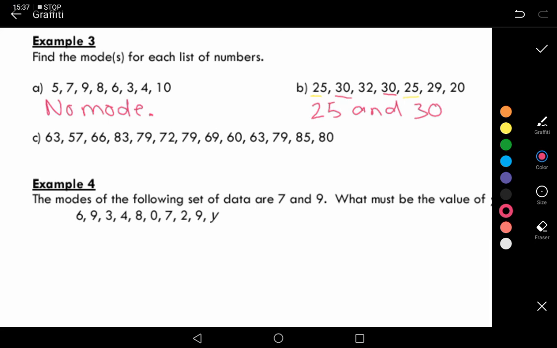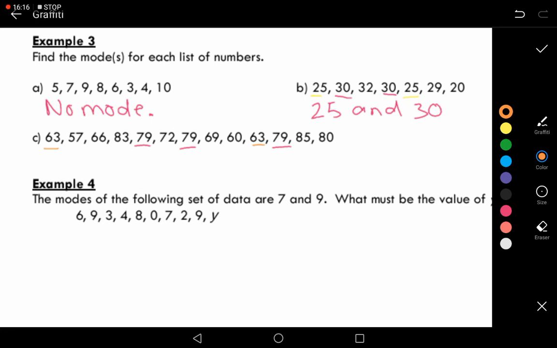Okay, example C. Again, we're looking: is there a number that's popping up more than once here? This has a lot of data, so we're going to have to look through it carefully. I see 79, 79, 79. I also see 63 and 63. Do I see any more 57s? No. 66? No. 83? No. 72, 69, 60. I don't see any of those other ones multiple times.